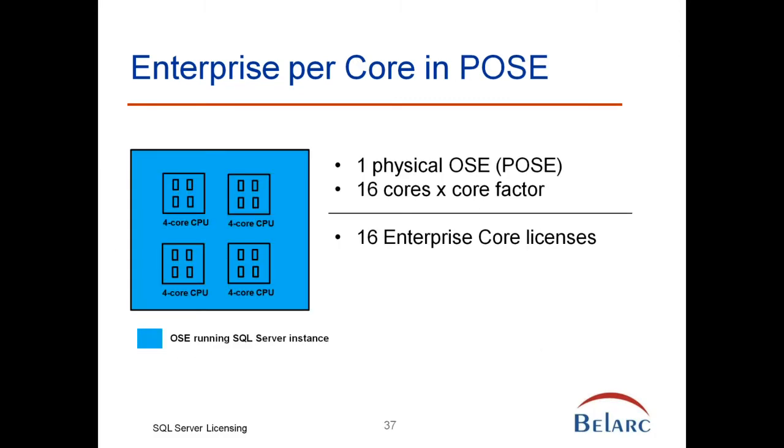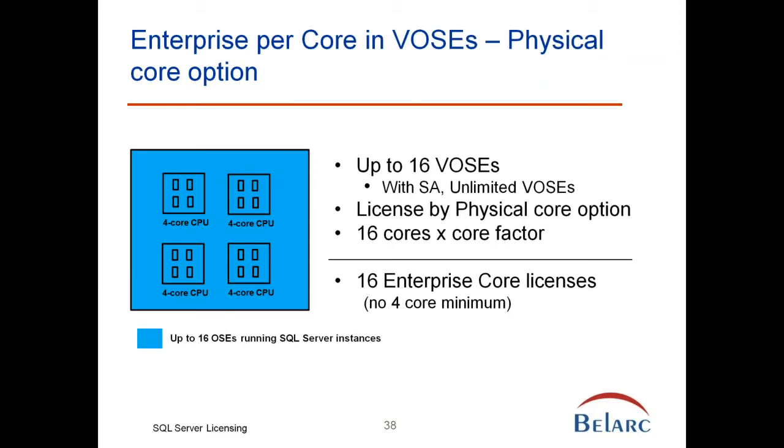So let's look at some examples. So here's our same old machine with the 4 CPUs and the 4 cores. And we've installed SQL Server in the physical environment. So we need 16 core licenses because we have 16 cores. So now we have a couple of examples for the virtual environment.